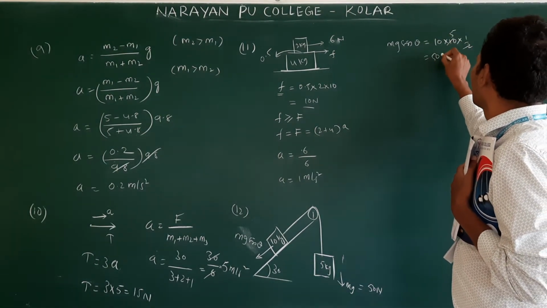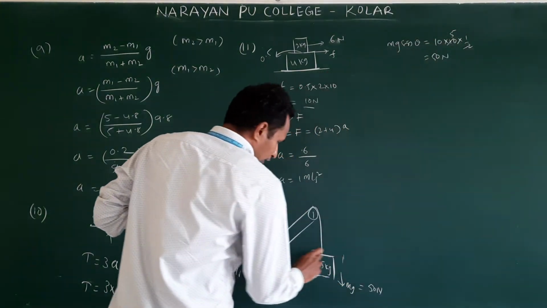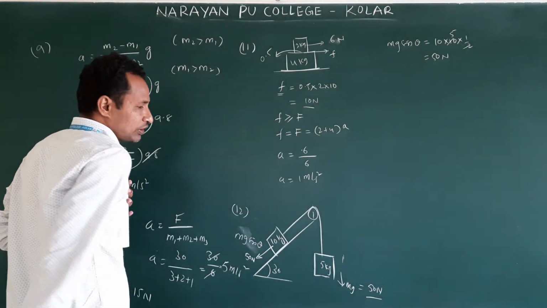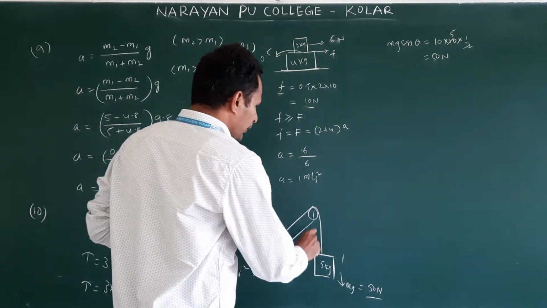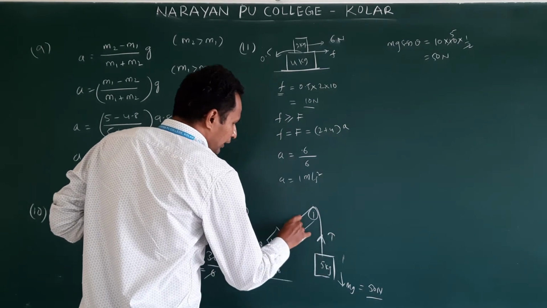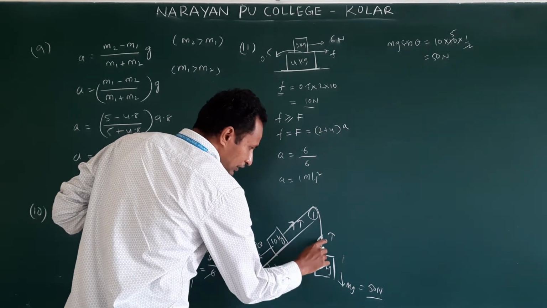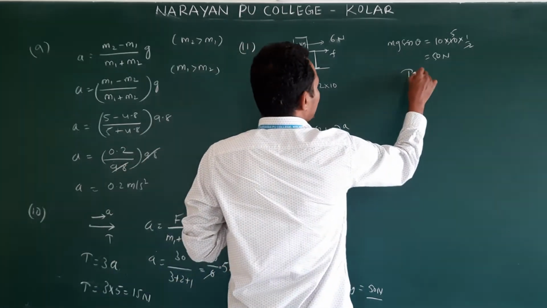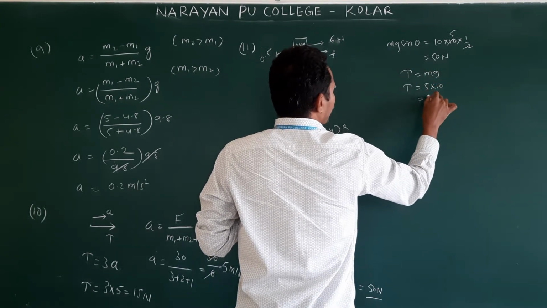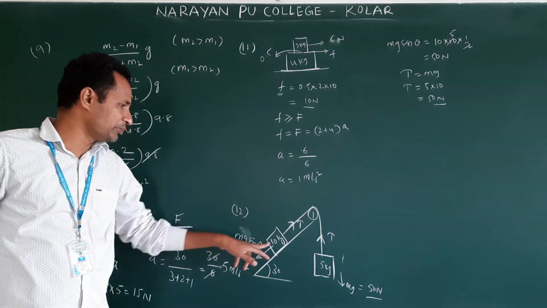So 50 newtons. Here 50 newtons acting, here 50 newtons acting, right? On this object 50 newtons acting downwards, here 50 newtons acting downwards. Equal forces. Then the system will not accelerate. It will be in equilibrium. Equilibrium means tension will act here and tension will act here. Then how do we write? This tension balances with the weight. T is equal to mg. T is equal to 5 into 10, 50 newtons. Clear?